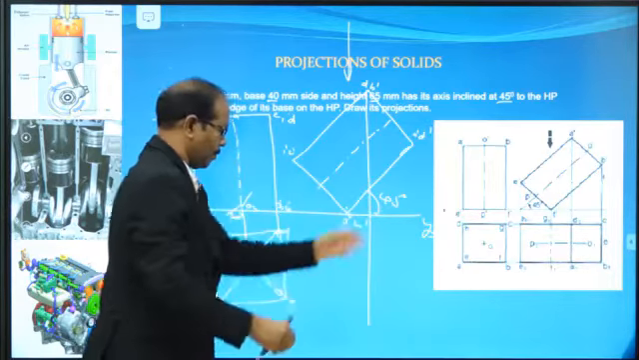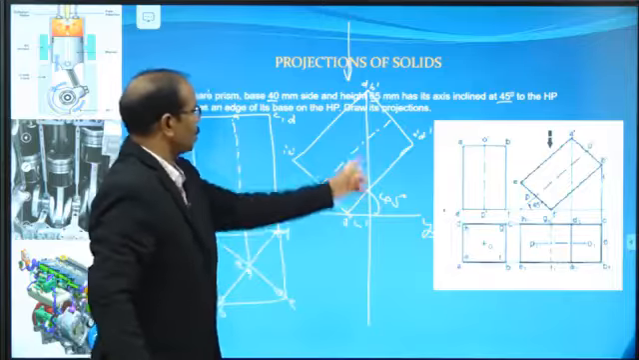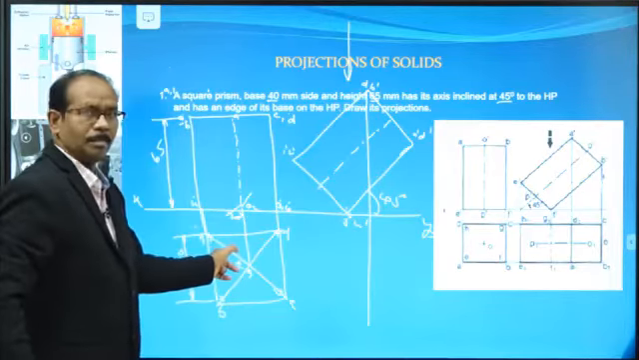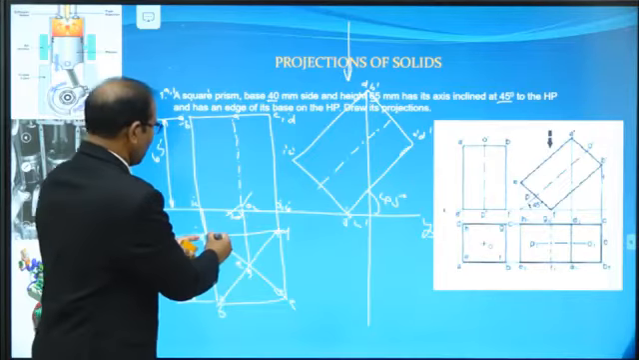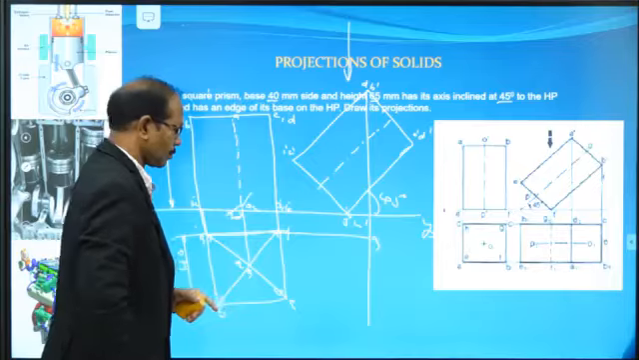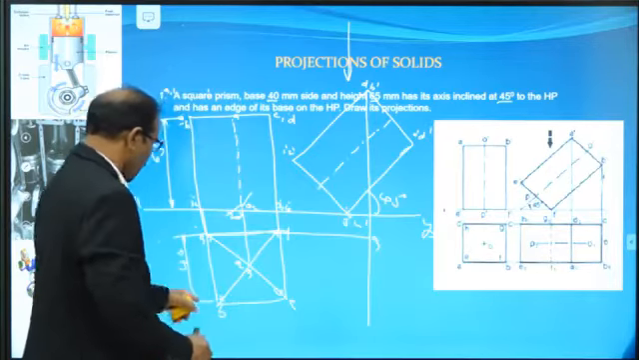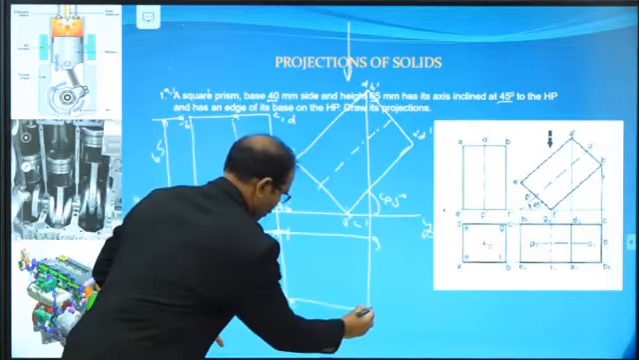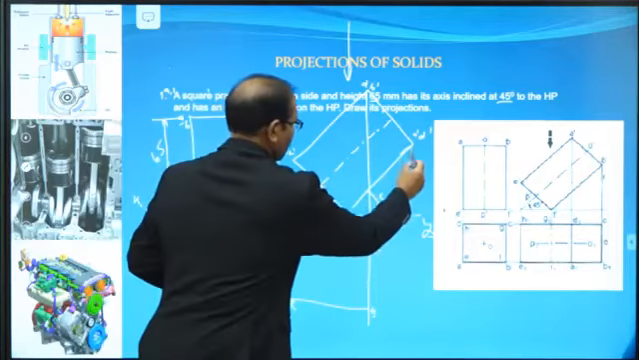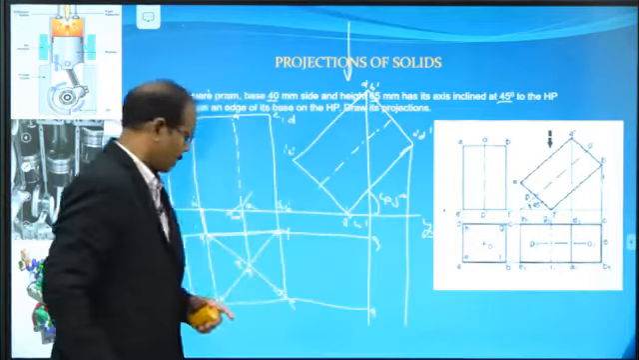Now two points are there in this line, and those two points are A and B. Observe the previous diagram. From A to the horizontal line, A1. From B to the horizontal line, B1. Again, C and D.